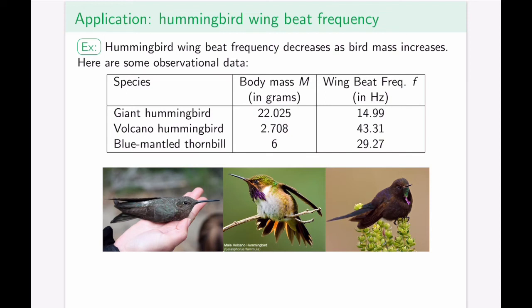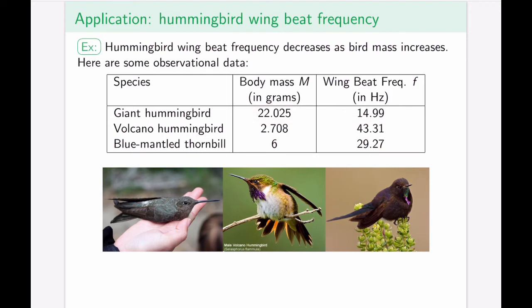So here's another application that talks about hummingbird wing beat frequency that decreases as bird mass increases. And we have ourselves some observational data from the 3 different species of hummingbirds in terms of their body mass and their wing beat frequency. And we can see that that relationship seems to hold. The bigger the bird, the less often it actually beats its wings.